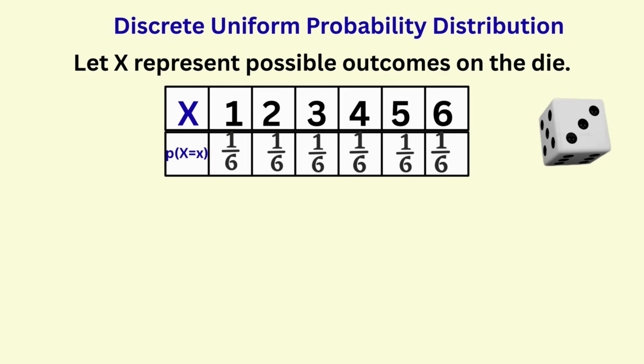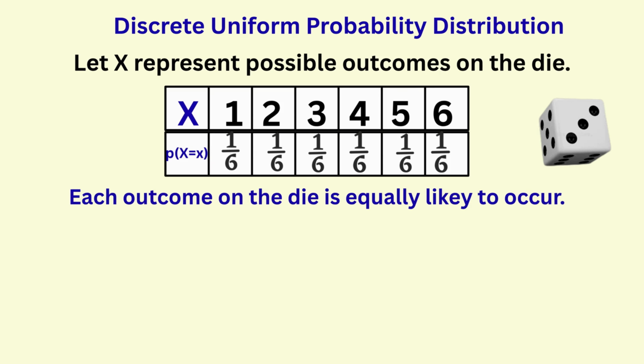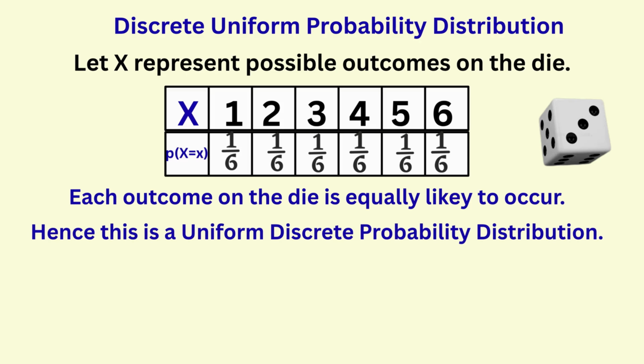Let's play a quick game. What's the probability of rolling a 3 on a fair six-sided die? Yes, it's 1 out of 6. In fact, rolling any number on the die, from 1 to 6, has the exact same chance of appearing. That's equal probability, and that right there is the essence of a discrete uniform distribution.